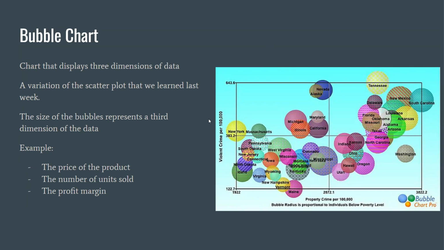First is overlapping. Bubbles can overlap, especially with large data sets or closely situated data points, thus making it hard to discern individual bubbles. And there is an issue with quantitative precision. What we mean by that is that estimating the exact value of a data point based on bubble size can be challenging, which means making precise comparisons difficult.